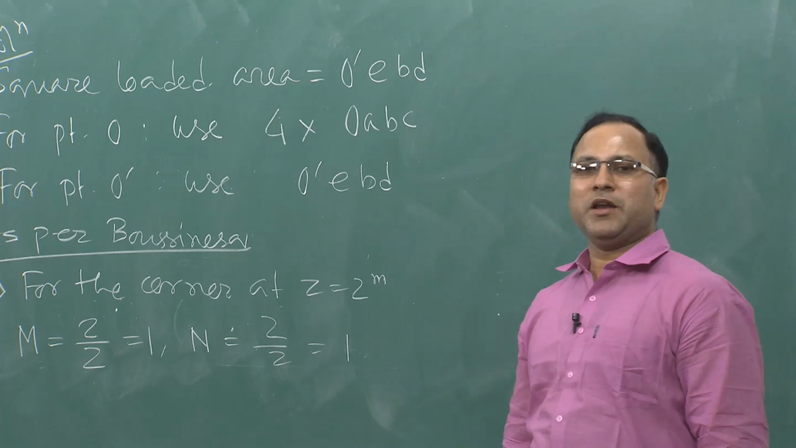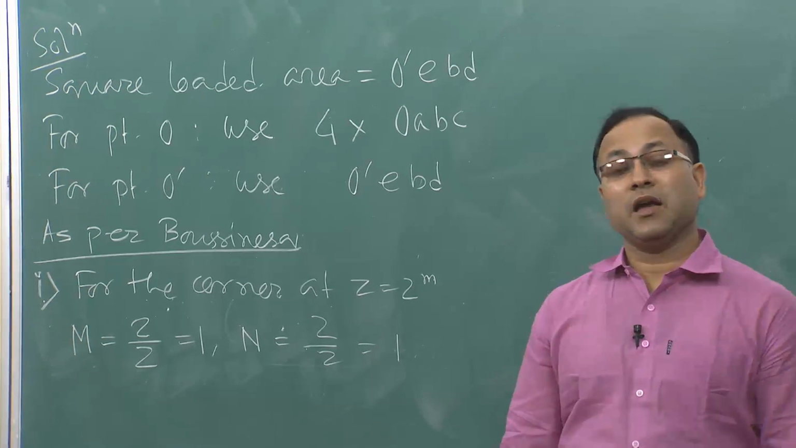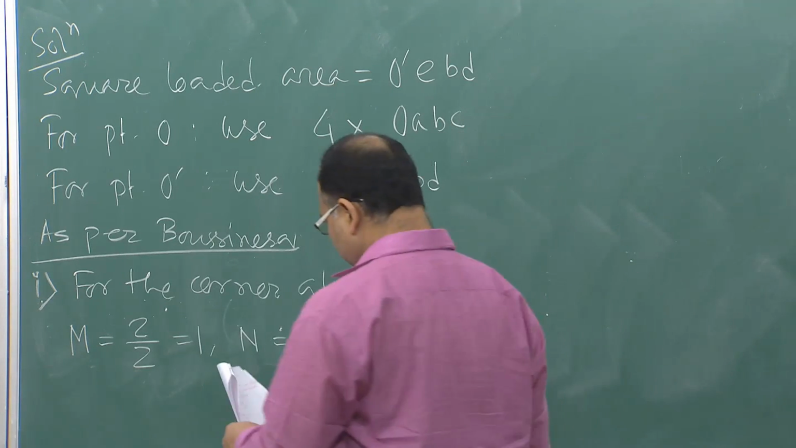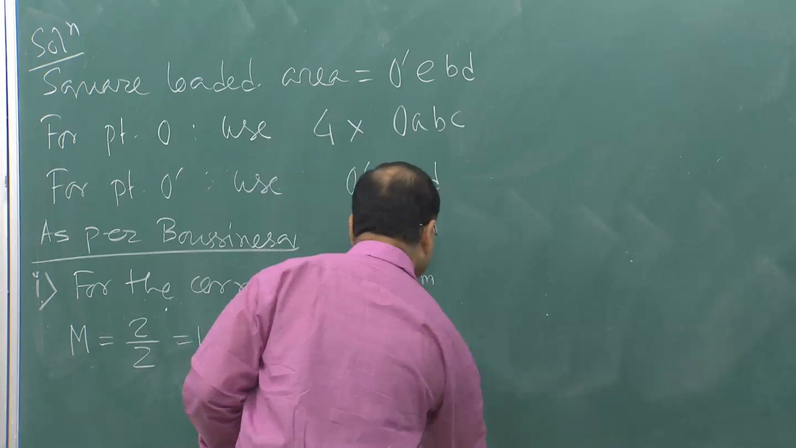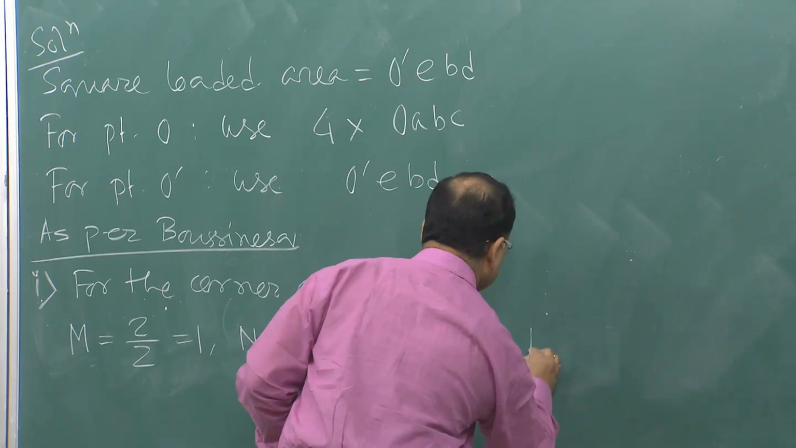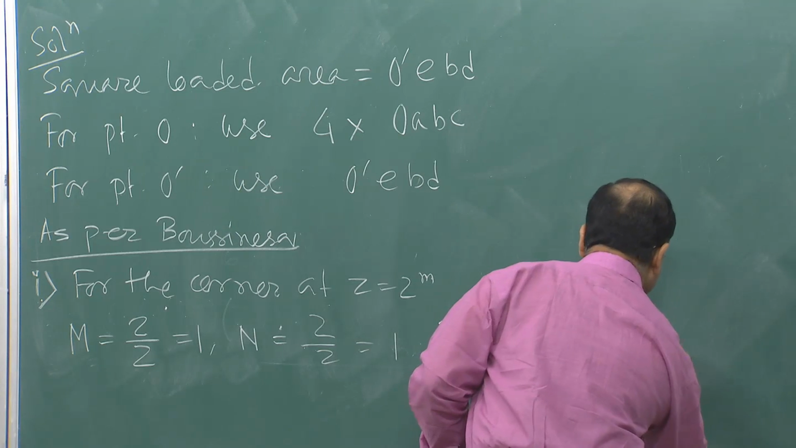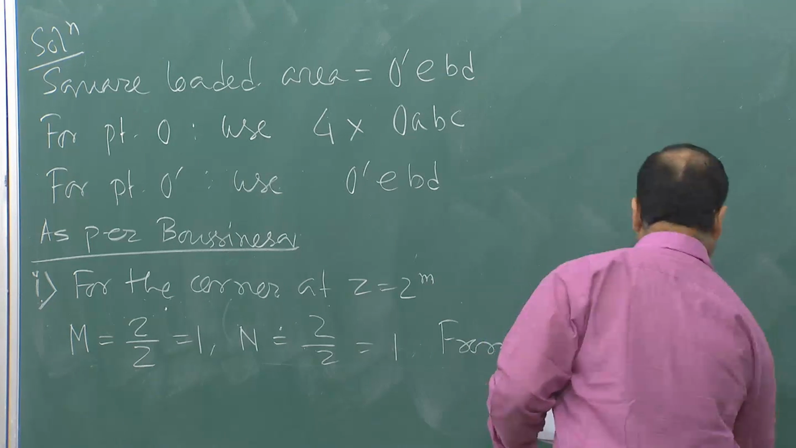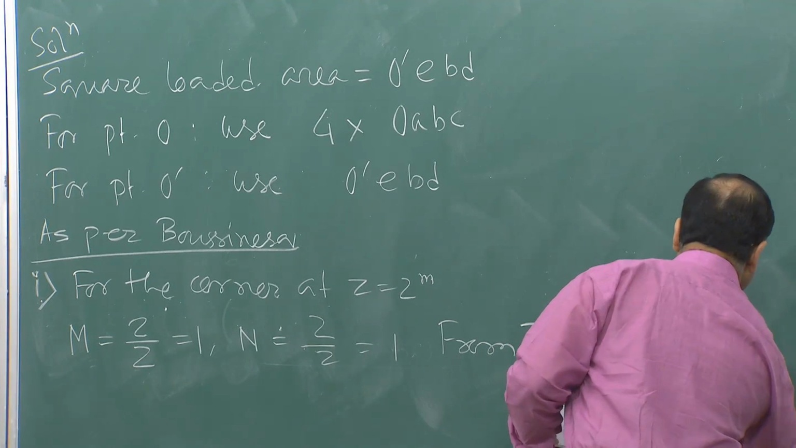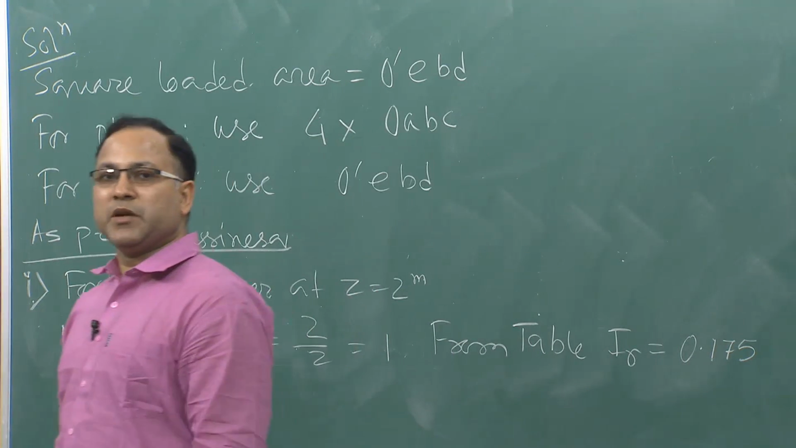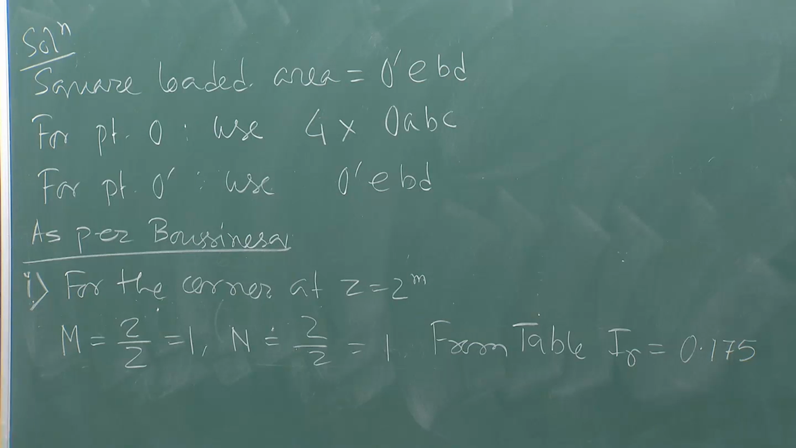Once you know m and n, from the table whatever I have given in the lecture, you can find out I sigma. You can check it, that comes as 0.175. If you are not getting I sigma directly, you need to do the linear interpolation. Okay.